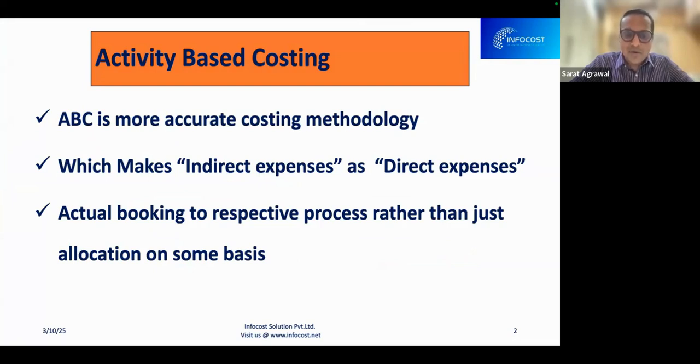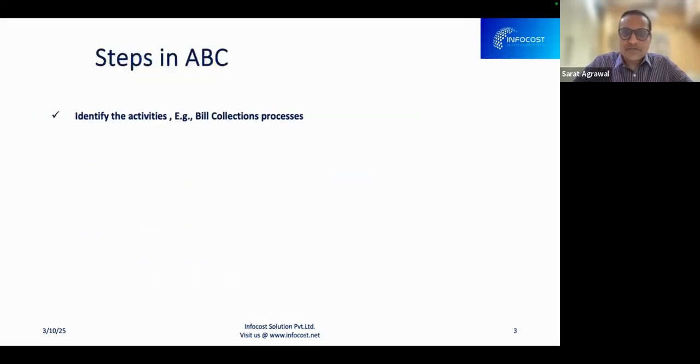And here, all my actual bookings with respect to these processes are very clear, rather than just an allocation of the base cost on some basis. So this is one of the most important features of activity-based costing. Now let us understand what the steps in activity-based costing are. First of all, we should identify the activities. For example, bill collection is one of the activities, right?